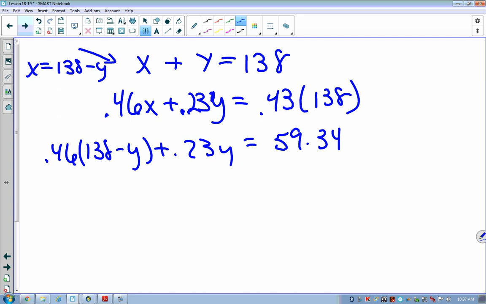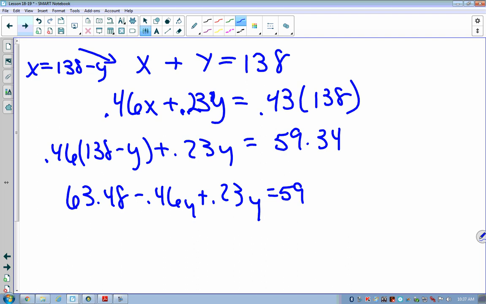Why? Because they want to know how much of the 46% solution, but we'll still get there. What's 0.46 times 138? It should be like 63.48. So we got 63.48 minus 0.46y plus 0.23y equals 59.34. Then combine like terms. I'd go ahead and subtract 63.48 from both sides.